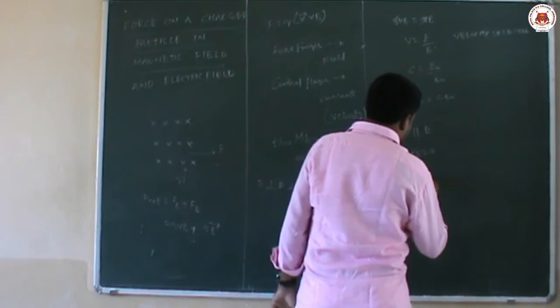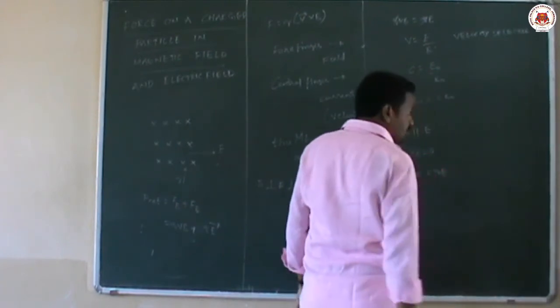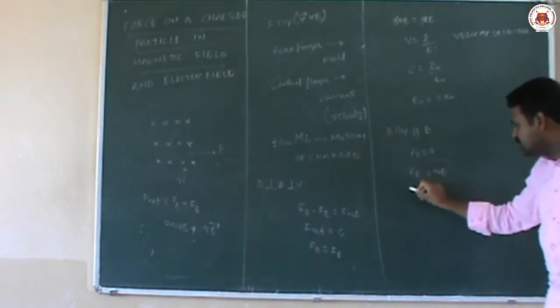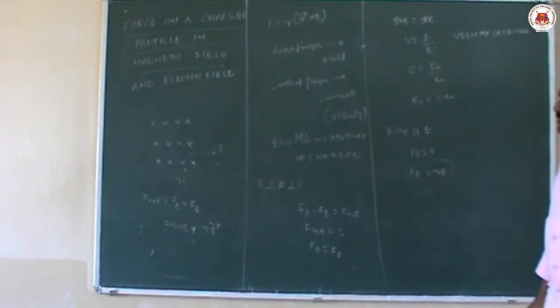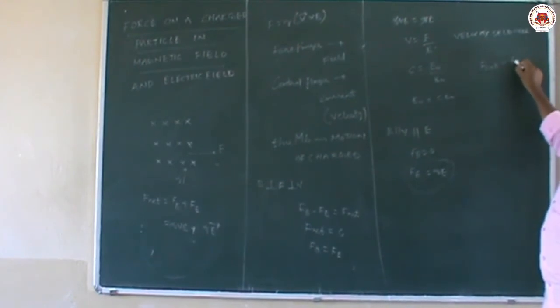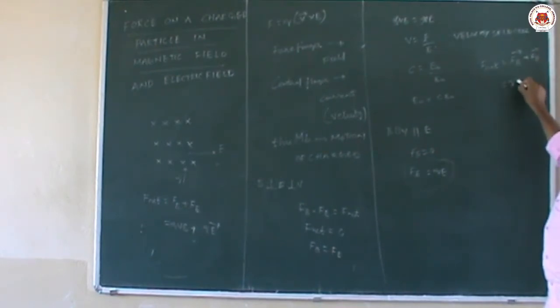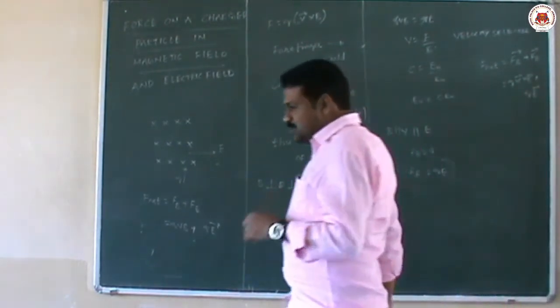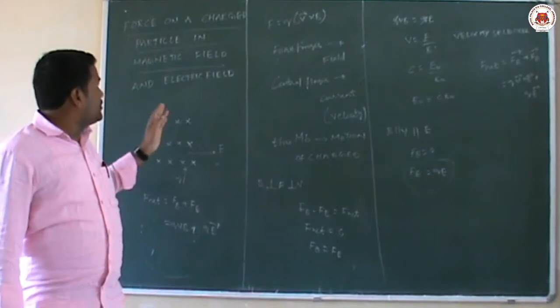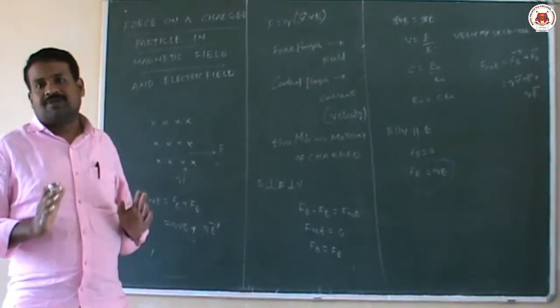And the force due to electricity will be QE. Then only one force acts on the charged particle, the force due to electricity. So the net force when both electric field and magnetic field are there is FB bar plus FE bar, or Q into V bar cross B bar plus Q into E bar. This is the condition of a charged particle moving in combined electric and magnetic fields. This is about the motion of a charged particle in a magnetic field.